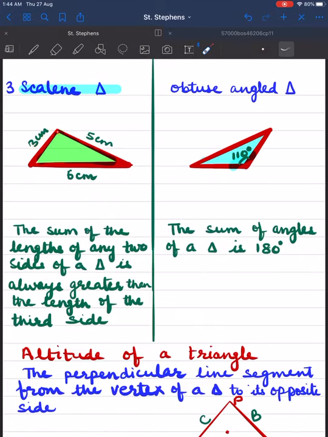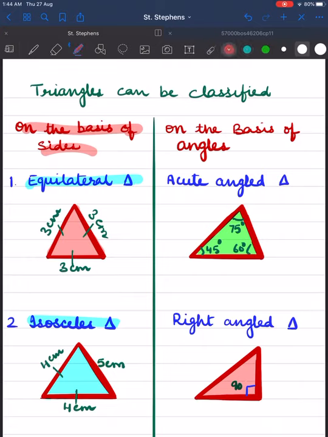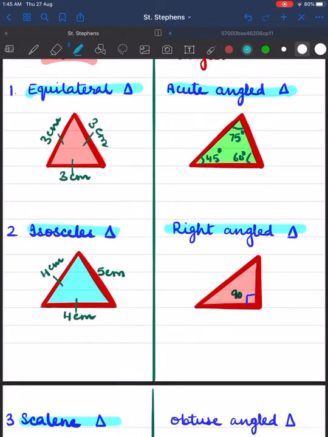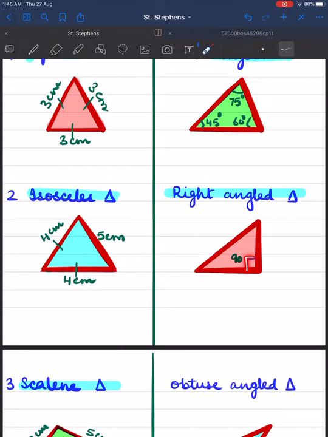Now let's classify the triangles on the basis of its angles. So first, acute angled triangle. All angles are less than 90 degrees. So here we observe that the measure of each angle of the triangle is less than 90 degrees. So it is an acute angled triangle. Second, right angled triangle. If one of the angles of a triangle measures 90 degrees, it is a right angled triangle. And here in the triangle we observe the measure of one of its angles is 90 degrees. So it is a right angled triangle.